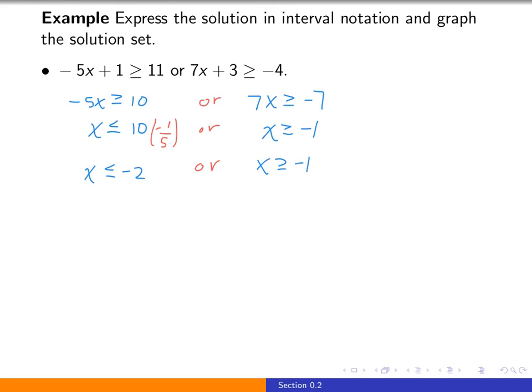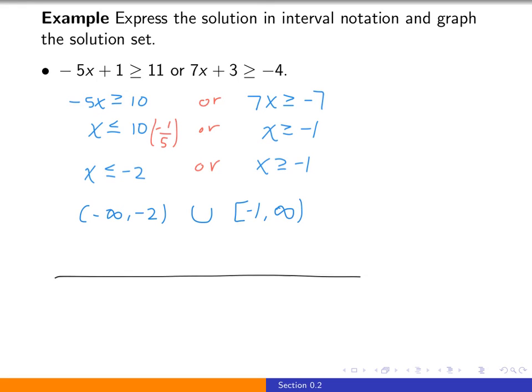And when we write down our solution set, the or becomes a union. So the first interval that we get, x less than or equal to minus 2. So that would be minus infinity to minus 2, and the or becomes a union, x bigger than or equal to minus 1. So closed interval at minus 1 up to infinity.